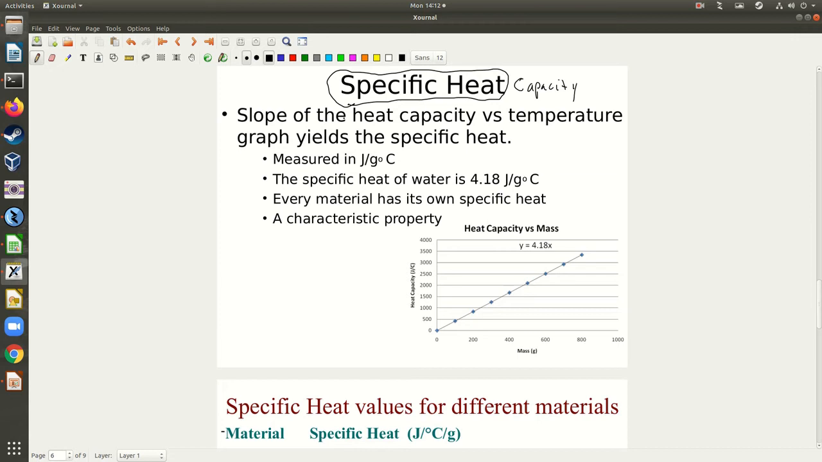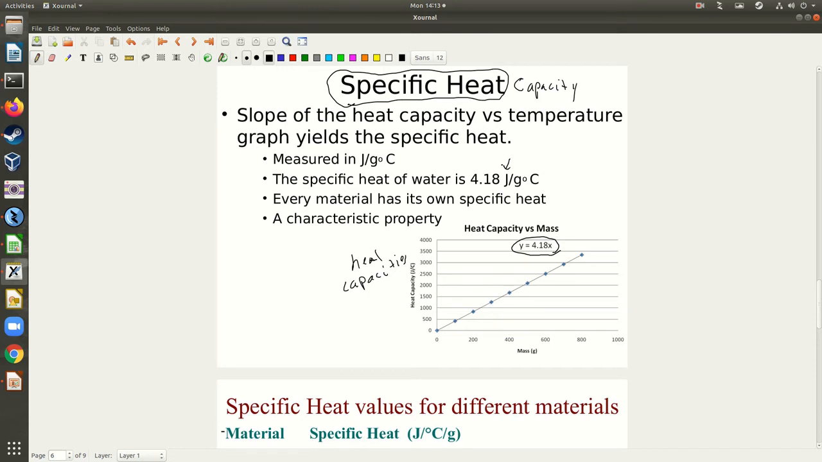So the slope of the heat capacity versus temperature is going to yield the specific heat. So basically what we did was we took all of our heat capacities, and I spelled it correctly, there I go, and we graphed them on the y-axis versus the actual mass, and then when we found the slope, we got 4.18. This is what's called the specific heat of water. It takes 4.18 joules to heat up 1 gram of water 1 degree Celsius.